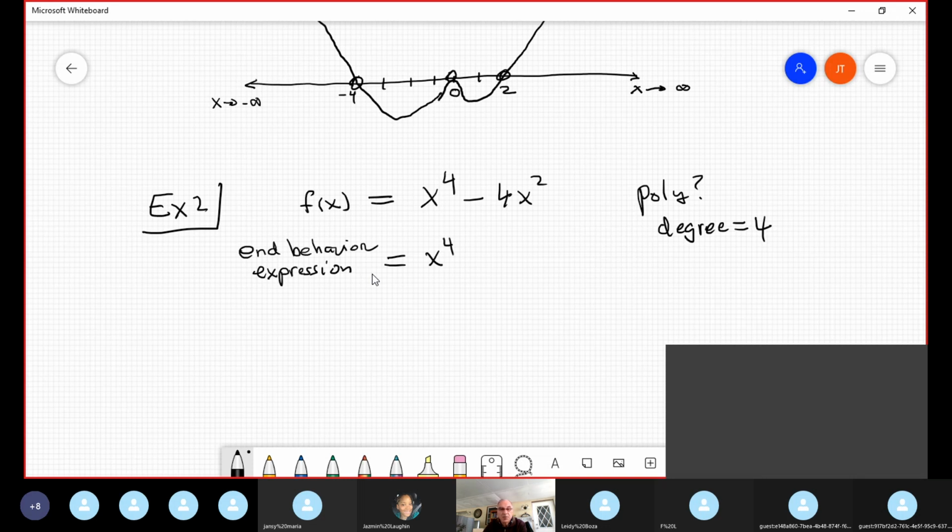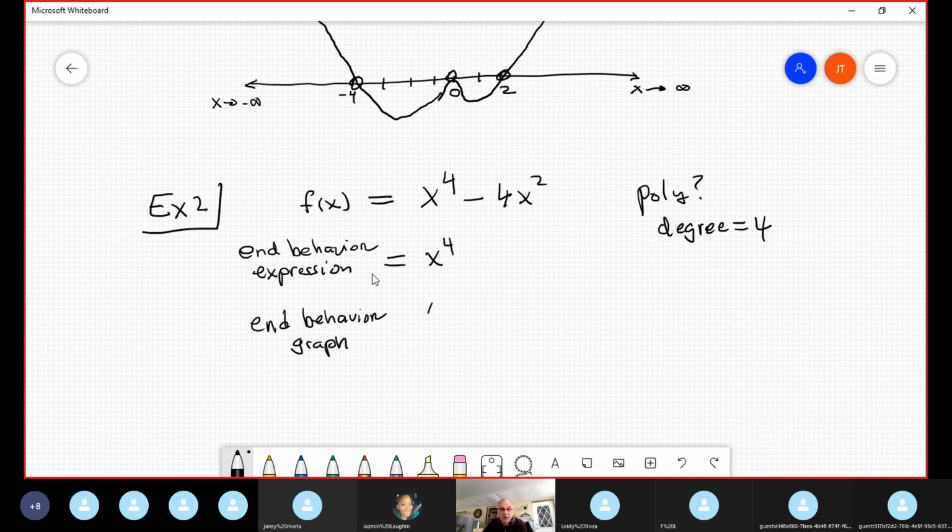And what is the end behavior graph? The end behavior graph looks like that. Okay, right up, left up, because it's even. Okay, this is the importance of the end behavior expression and graph.